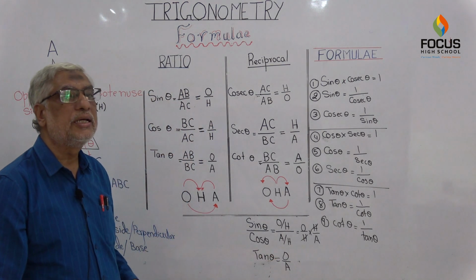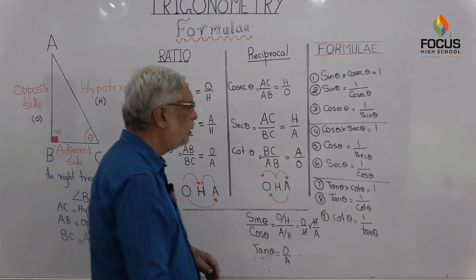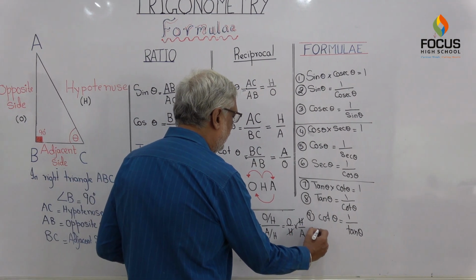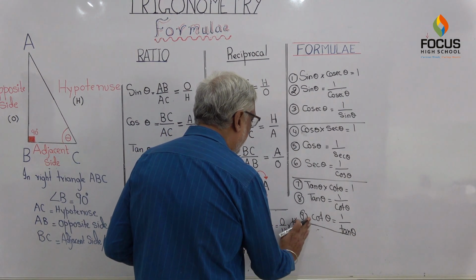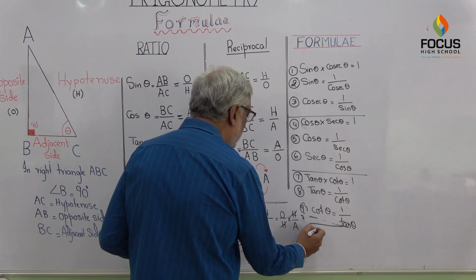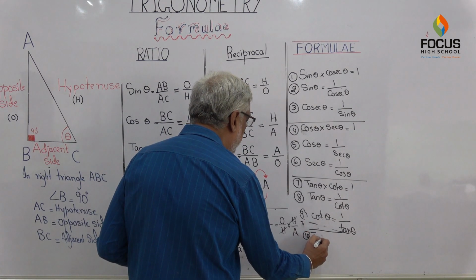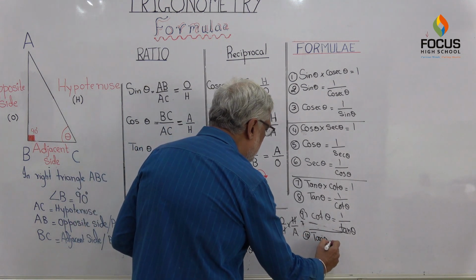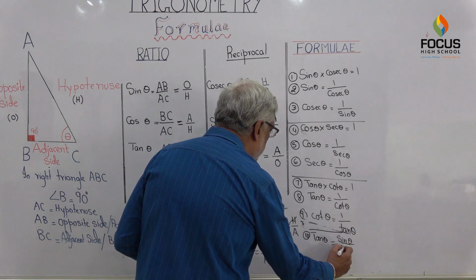So what is the result? My formula number 10. The 10th formula is tan theta equals, another way of writing tan, tan theta equals what? Sine upon cos. Sine theta upon cos theta.